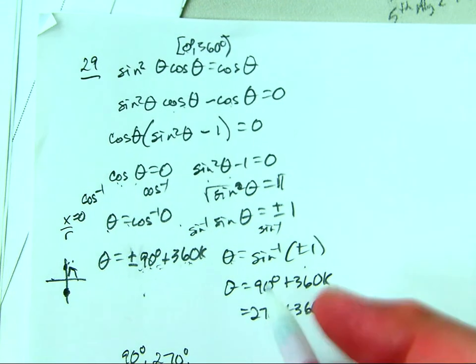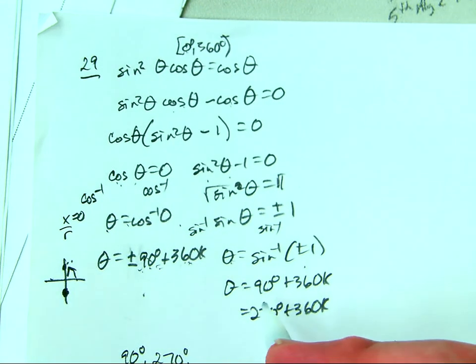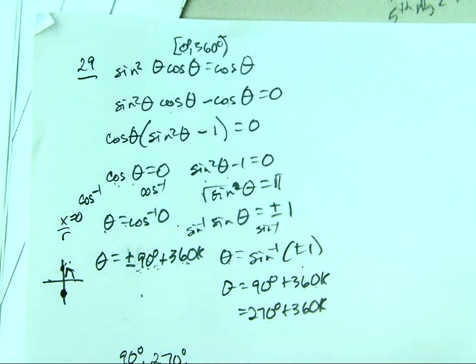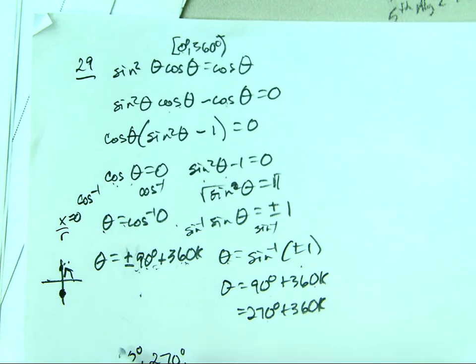So now go over here, 90. We already had a 90, so we don't have to worry about that. If we add 360, that's too big. 270, we already have that one. If we add 360, it's too big, so these are our only two answers.